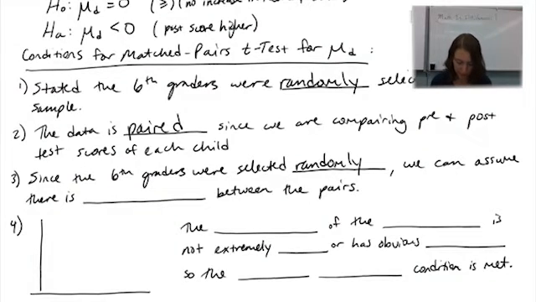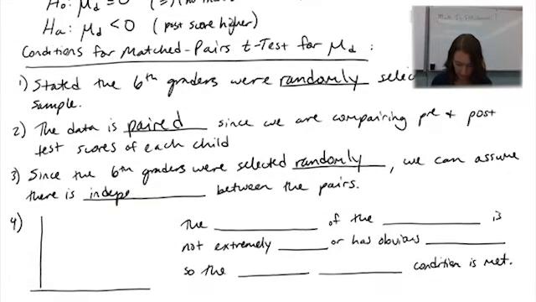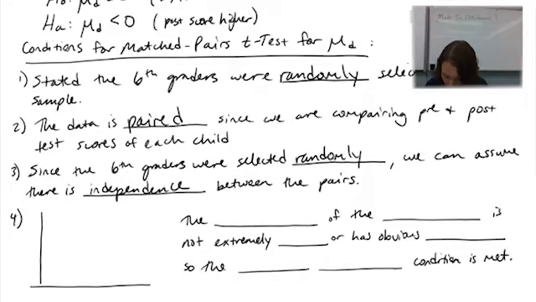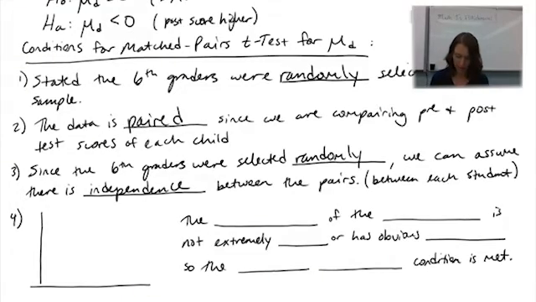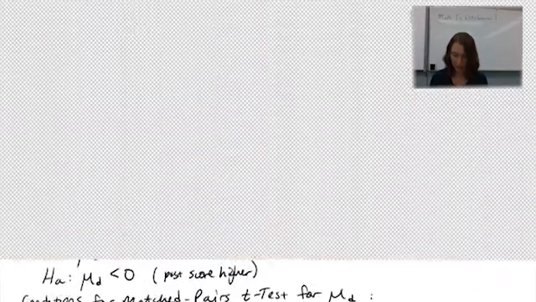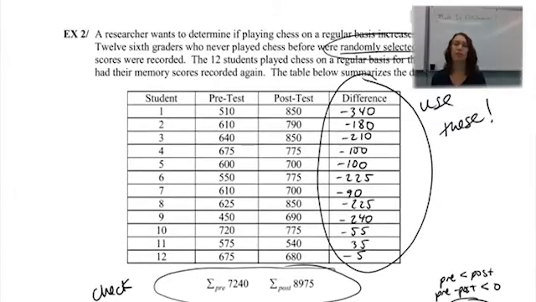Third one, since the 6th graders were selected randomly, we can assume that there is independence between the pairs. So make sure you say it carefully. We're looking at independence between each student. You could do it that way too, between the pairs, or between each student. Okay. And then if you notice, I don't have at least 30. My sample size is not at least 30.